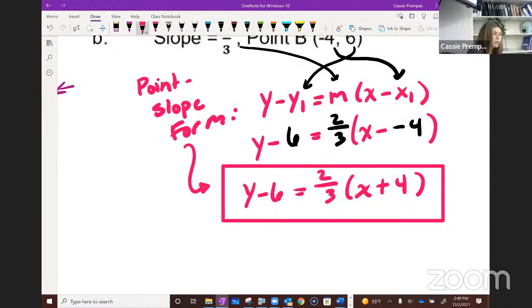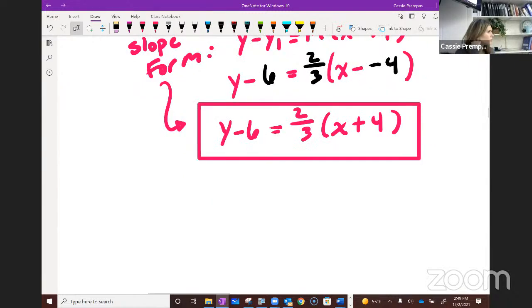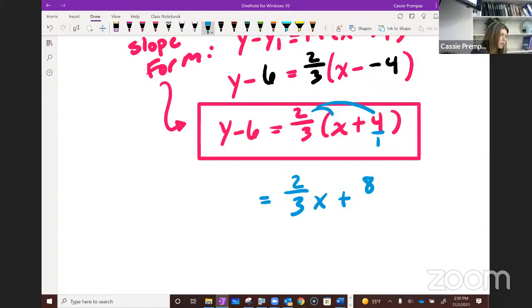Slope intercept. Which variable do we have to get by itself? Y. So I'll go ahead and distribute the 2/3. And that'll create a 2/3 x plus, we've worked a lot with fractions here in Algebra 2. Hopefully you remember that you have to put 4/1, and then you multiply the numerators and the denominators. So 2 times 4 gives you 8, 3 times 1 gives you 3, and we have y minus 6 is equal to 2/3 x plus 8/3.